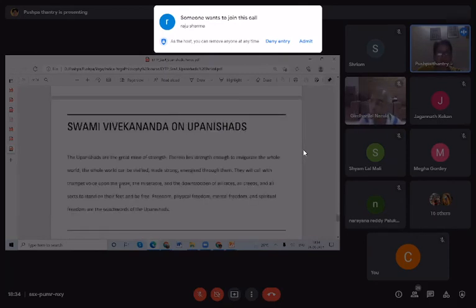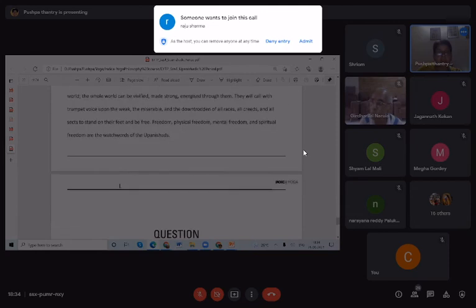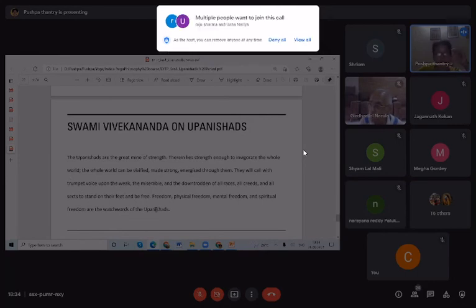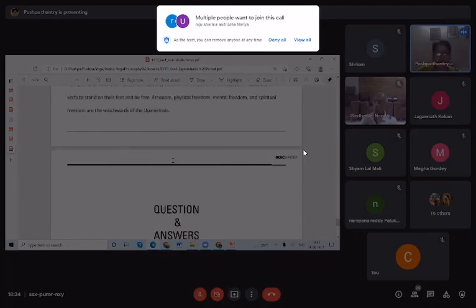You need to remember from where what is coming, and whatever Vivekananda has told, he said very clearly, whatever I've told is from the Upanishads, right? Whether it is freedom, mental freedom, spiritual freedom, and living that supreme whole self, everything he's told is coming from the Upanishads, he says.